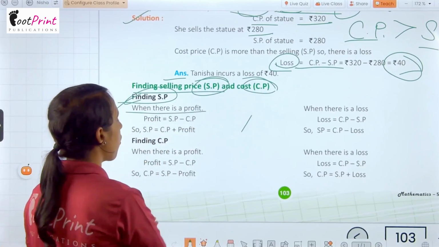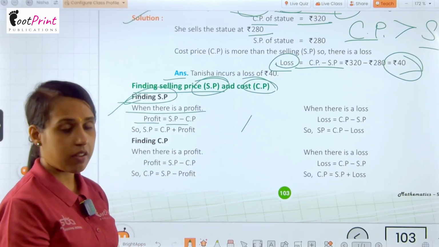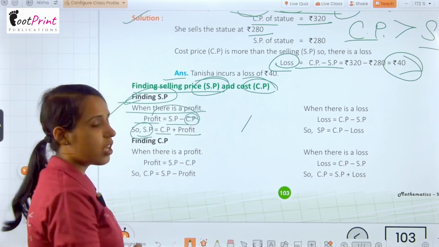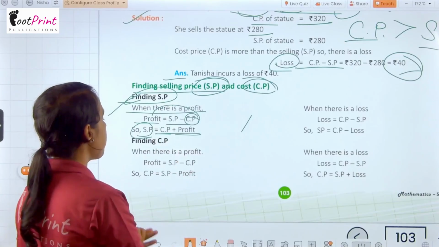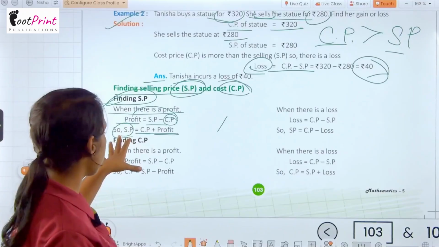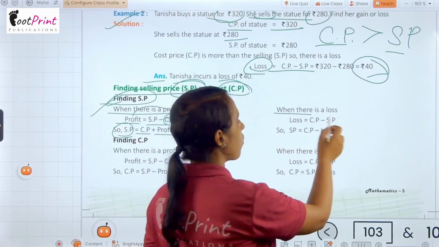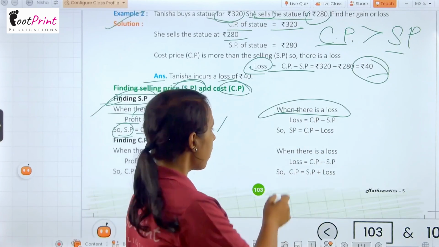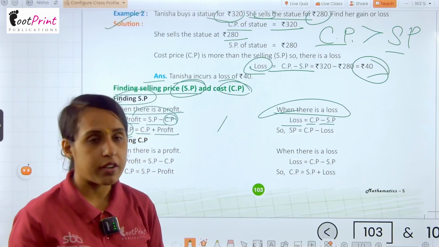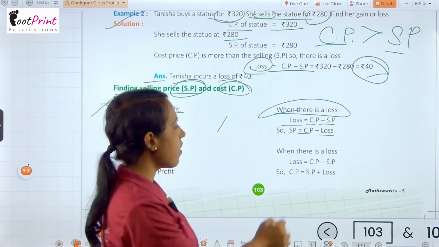So when there is a profit, अगर profit made होगा, so profit will be equals to SP minus CP. We know that. So SP will be CP plus profit. CP यहीं रहेगा, ये इधर जाके profit हो जाएगा. Okay, so CP plus profit. If we have CP and profit and we have to find out SP, so we will add both the values. So when there is a loss, how do we find out? We know that loss equals to CP minus SP. And here if we want to find out the SP, so what we do? CP minus loss. So we get here SP.